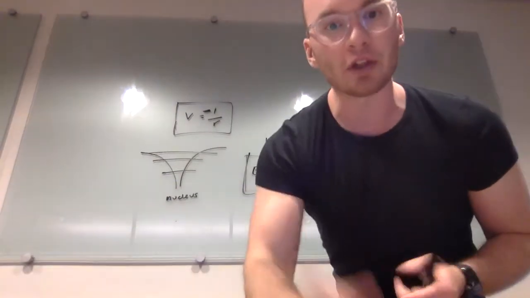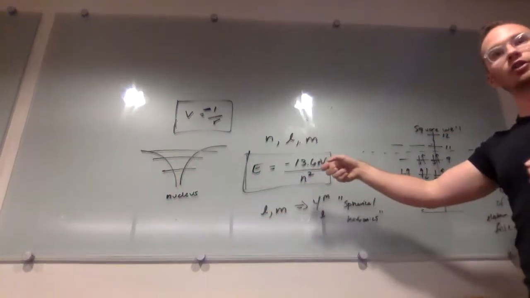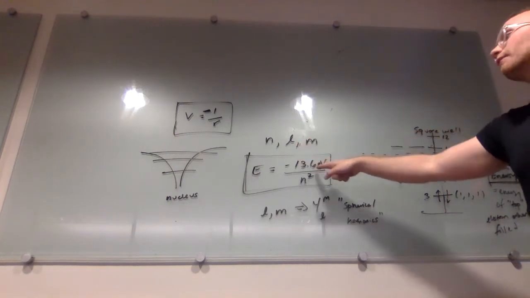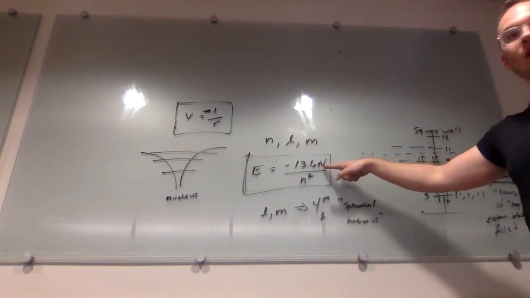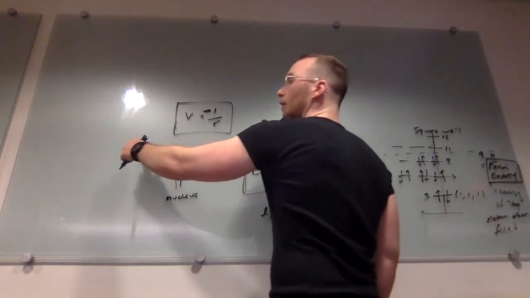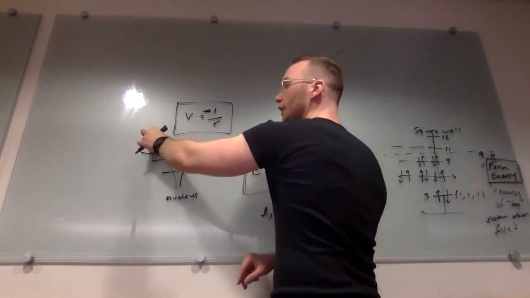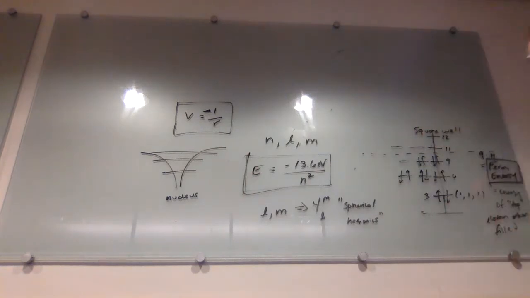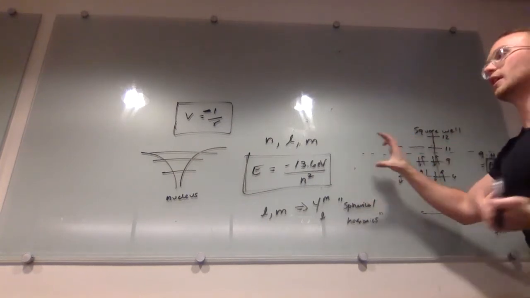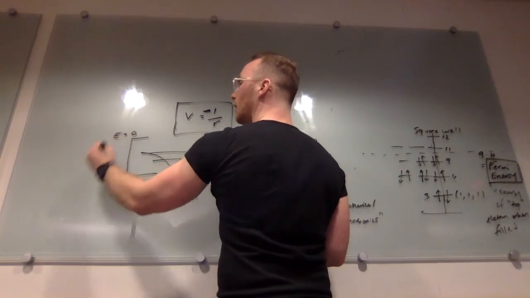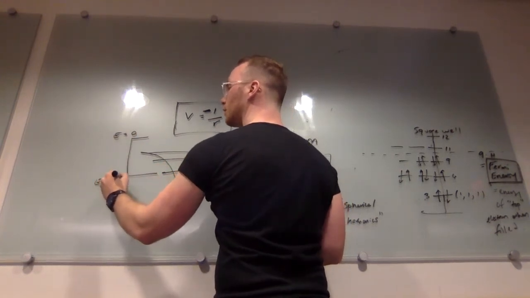The ground state is, of course, the lowest energy state, when n equals 1, which is therefore the energy of the electron at negative 13.6 electron volts. An electron that has no kinetic energy and is not bound to the nucleus, we call that zero energy. So anything negative means it's bound in a nucleus somewhere. So this is E equals 0, and this is E equals negative 13.6.